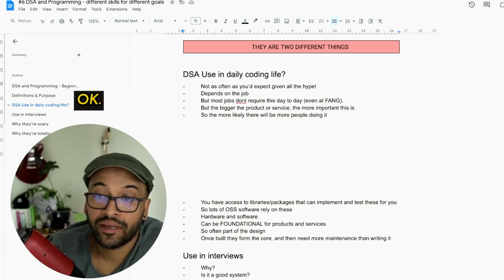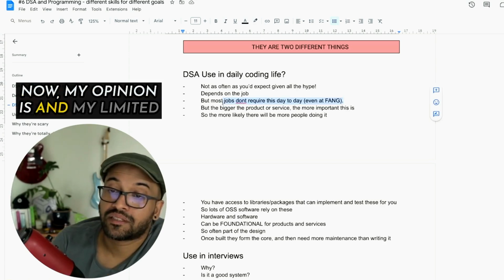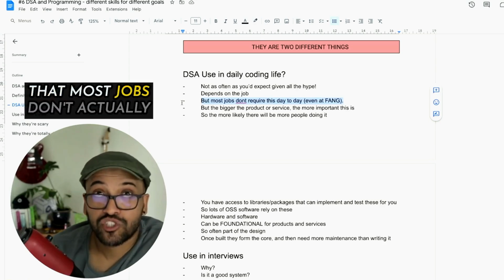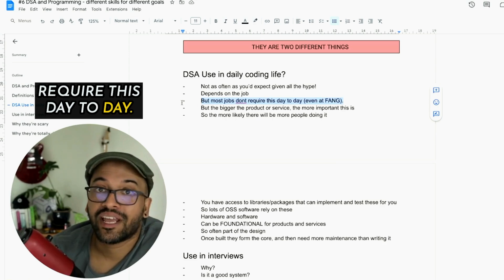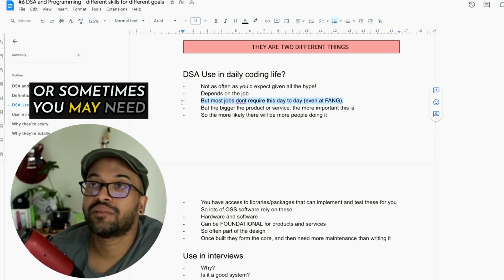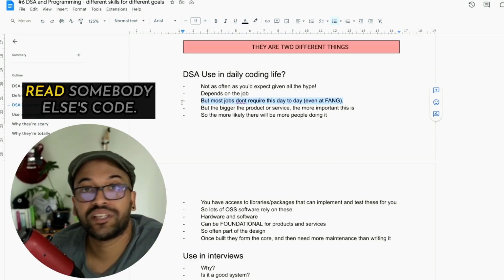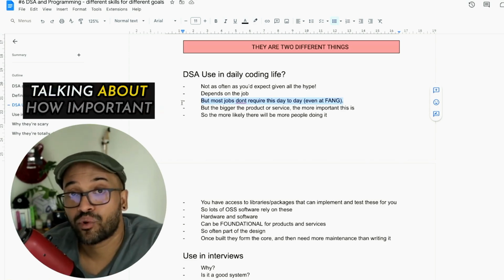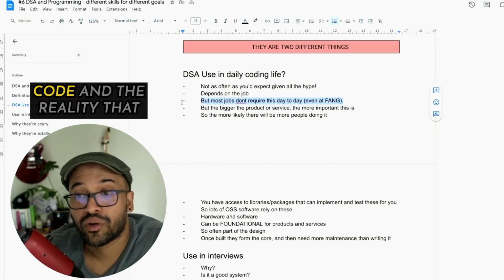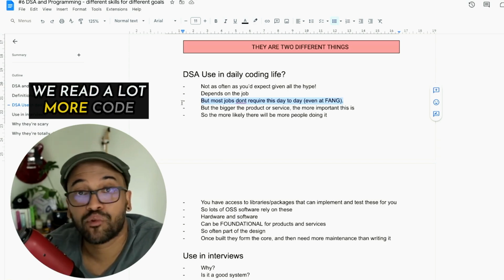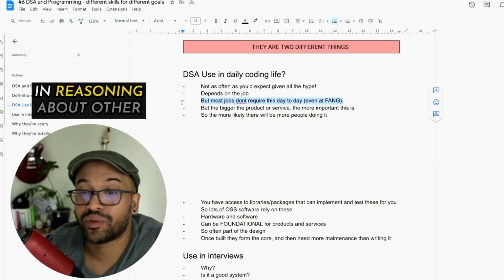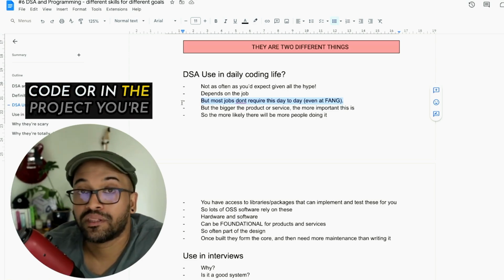Okay. Now, my opinion, and my limited experience in having been at Google and stuff, is that most jobs don't actually require this day to day. Every now and then you'll need to use it, or sometimes you may need to understand it in order to read somebody else's code. And there's another episode that I've done on this podcast talking about how important it is to read other people's code, and the reality that we really read a lot more code than we write. So sometimes understanding these principles will help you in reasoning about other code or in the project you're working on and so on, right?